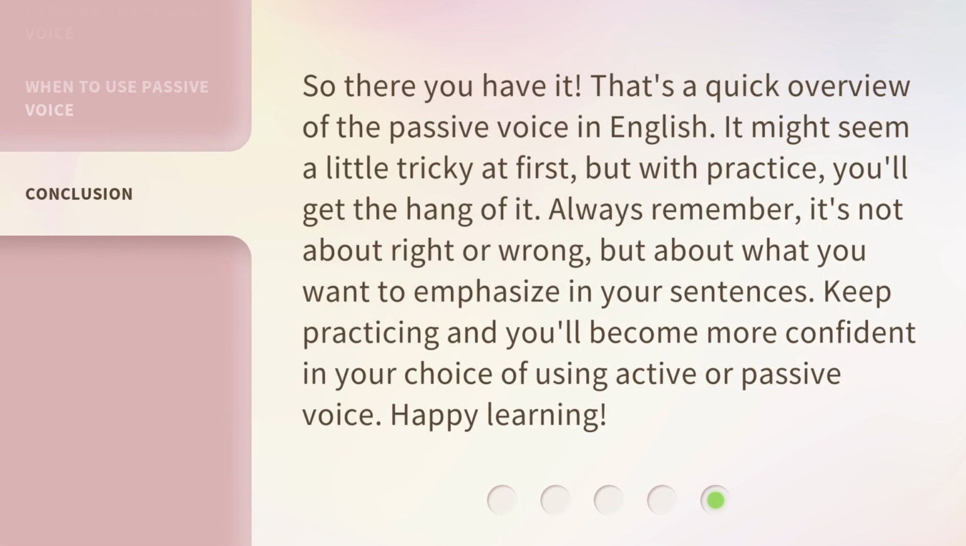So there you have it. That's a quick overview of the passive voice in English. It might seem a little tricky at first, but with practice, you'll get the hang of it. Always remember, it's not about right or wrong, but about what you want to emphasize in your sentences.